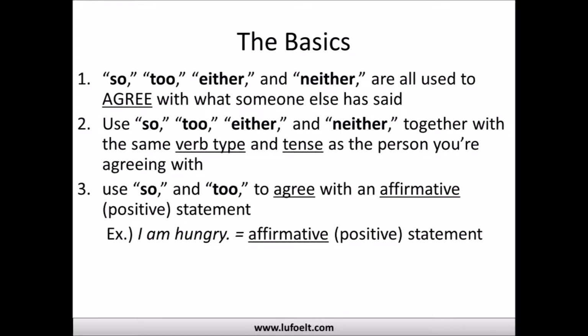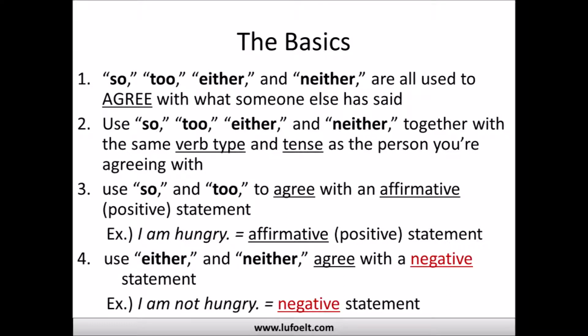It has positive meaning. And when we use either and neither, they go together with negative statements. So when we have no in the statement somewhere. So we're agreeing, but with negative statements. So for example, I'm not hungry, or I did not do something, or I do not like something. Whenever we have no or not in the sentence, and we want to agree, then we'll use either and neither. Okay, so already you can start to see when we use one or the other.